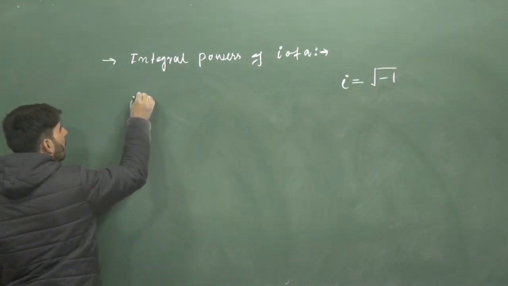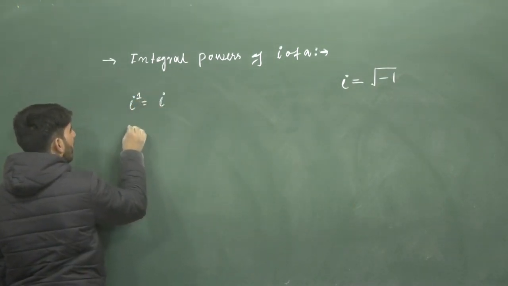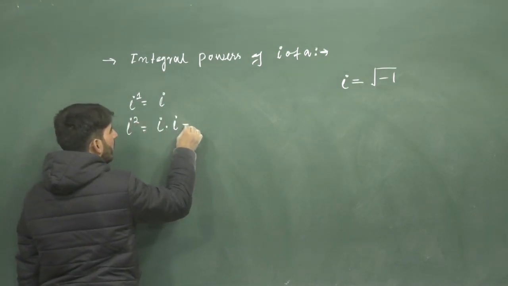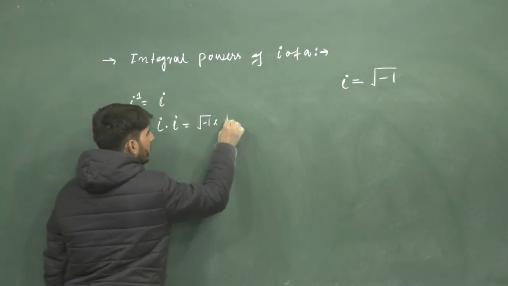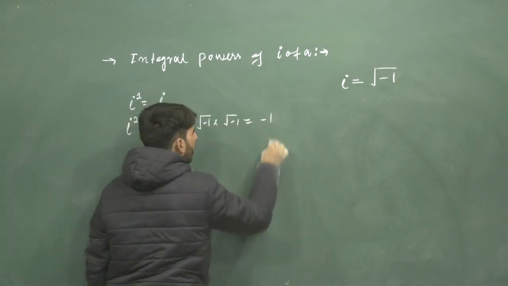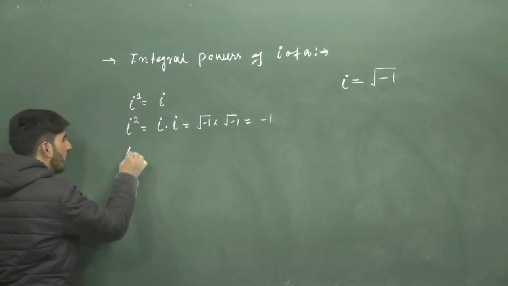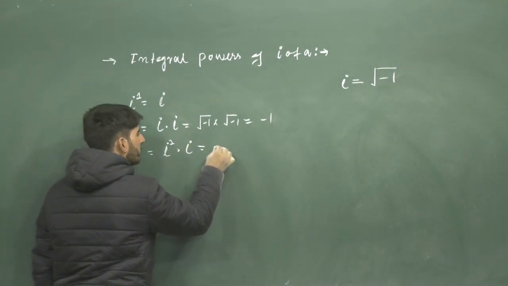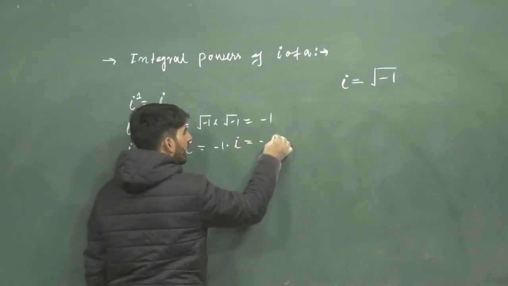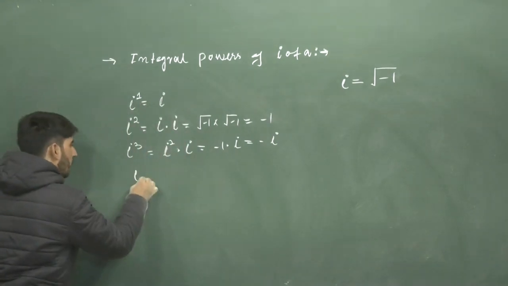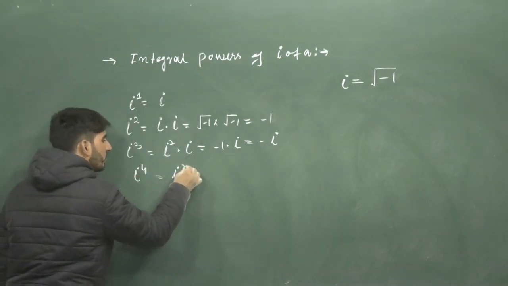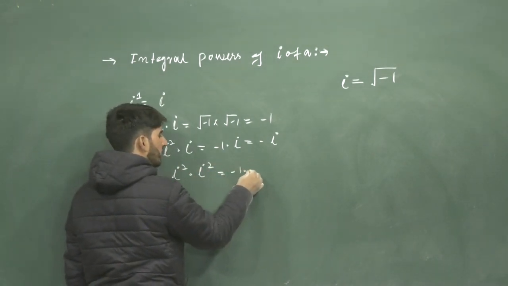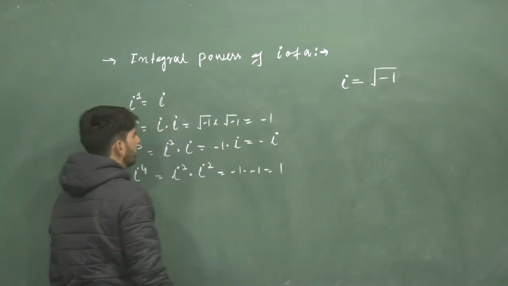So iota power 1 is the same as iota. Iota power 2 is equal to iota into iota, that is root of minus 1 into root of minus 1, that is minus 1. Iota power 3 is iota square into iota, which is minus 1 into iota, that is minus iota. Iota power 4 is equal to iota square into iota square, as iota square is minus 1, so minus 1 into minus 1 is plus 1.